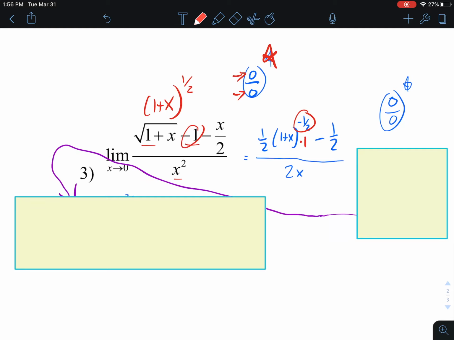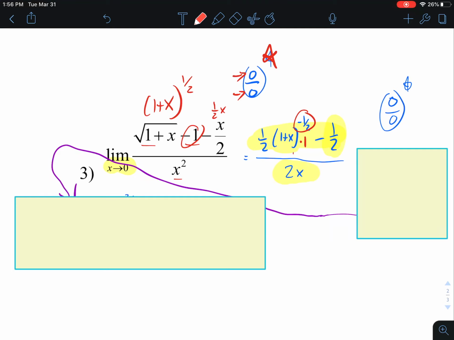The minus 1 went away when I took the derivative. X over 2, this is just 1/2 times x. So the derivative of that is just 1/2 right here. Oops, that's an eraser. Highlighter. There it is. Okay, that's the numerator differentiated. The denominator is obviously much easier. You get 2x. Now I'm going to try plugging in this 0, and let's see what happens.